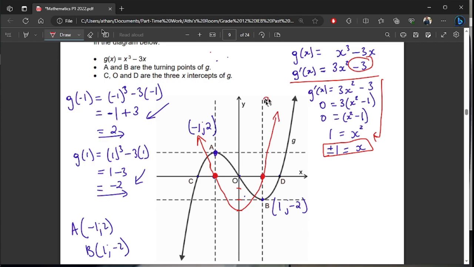So this is the graph of the derivative of g of x. Guys, I know it's a bit messy. Please work with me, okay?